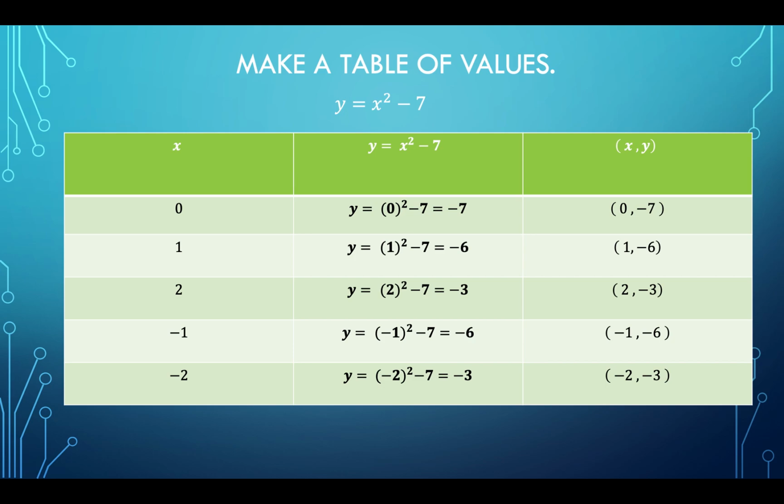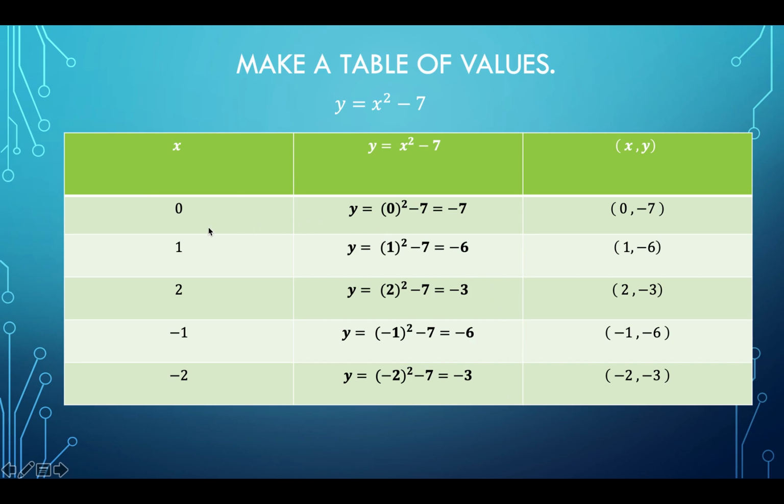So let's try this one. Make the table of values. Y is equal to x squared minus 7. Once again, these are the numbers I pick. This is your equation, so we're trying to figure out what our y value is. And then over here, this is our coordinates. So whatever our x was, comma, whatever we found for our answer.